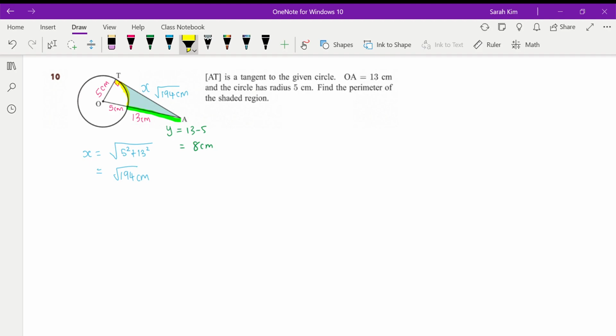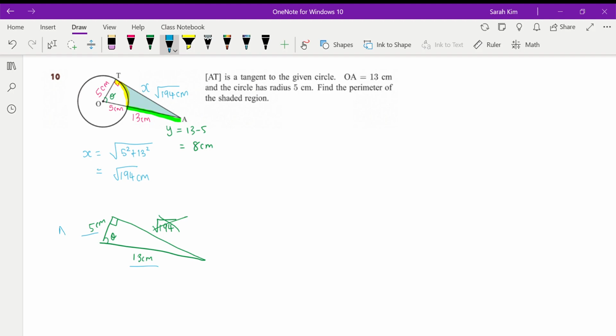Well, how do I find it? It should be pretty easy as long as I can find that angle. That angle I can use Pythagoras to find. If I want to draw this triangle a little bit out of the way so it makes more sense, I want to find this angle. This is 5 centimeters. This is 13 centimeters. I could use 194, but I would rather not because I could have made an error there. So it's always good to use the two given ones.